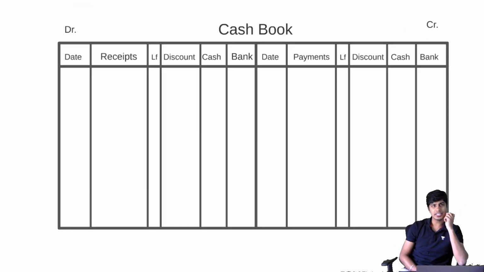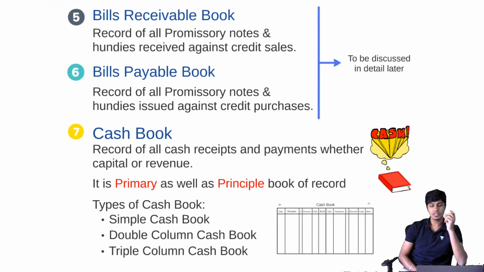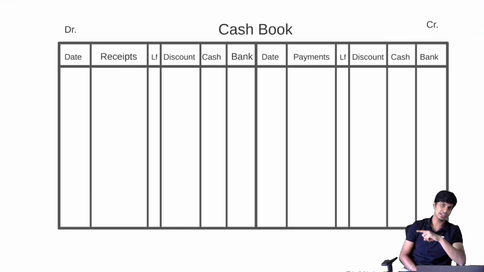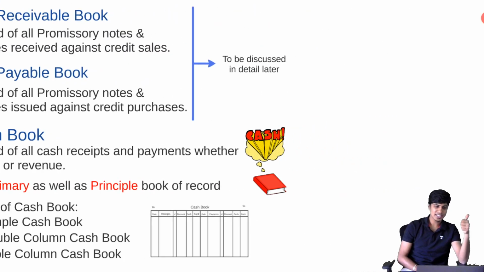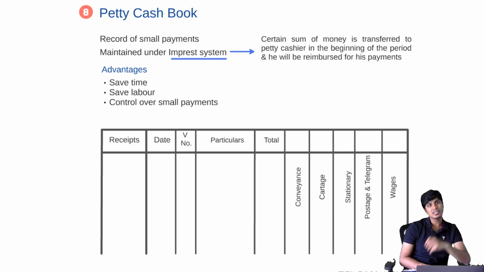So debit side will be discount allowed, credit side will be discount received. Because discount received is income, credit, discount allowed is expense. I hope you all got this. That's with regard to our cash book.